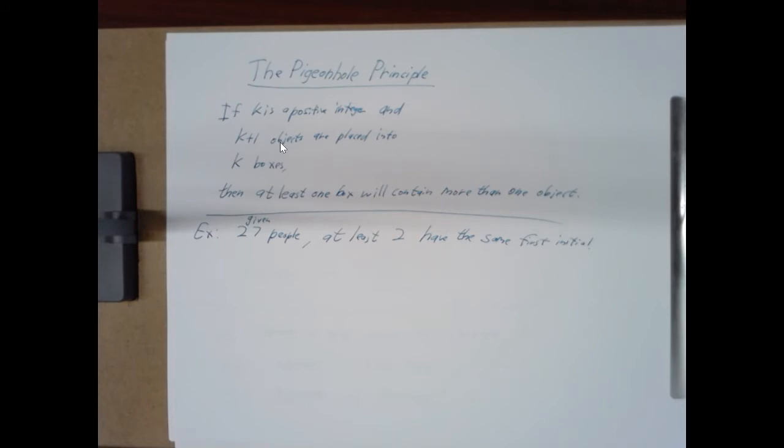We have 27 people, we have 26 boxes. There's going to be at least one box with 2 people assigned to it. And if 2 people are assigned to the same box, they must have the same first initial, because that's how we assign a box. So from the pigeonhole principle, we get the truth of this immediately.